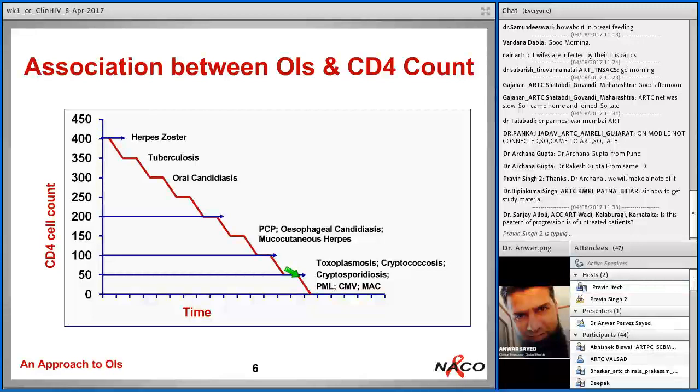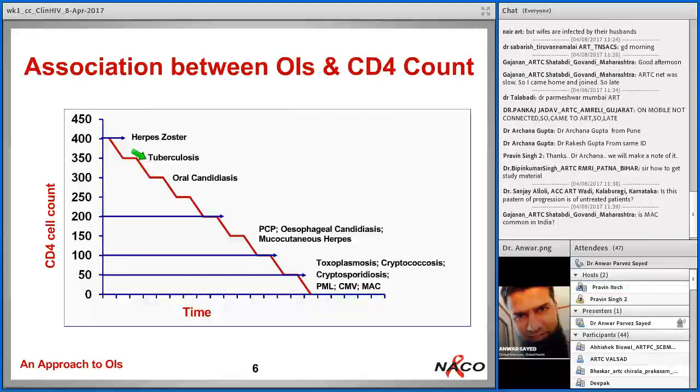Then PML, which is progressive multifocal leukoencephalopathy, and also toxoplasmosis and cryptococcosis can happen if the CD4 is less than 100. Risk of PCP, esophageal candidiasis, mucocutaneous herpes can be there when the CD4 drops below 200, and there are some OIs which can happen at any CD4 count. One of which is most important, that is tuberculosis, which can happen at any CD4 count. But the severity with which it happens differs if the CD4 count is very low.